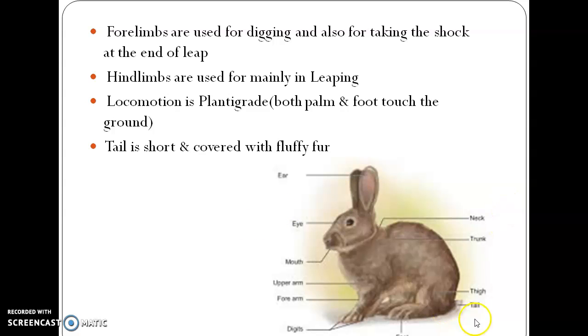Then tail. Tail is very short and fluffy in nature. So these are the characteristic features or external morphological features of a rabbit. I hope you understood. Thank you.